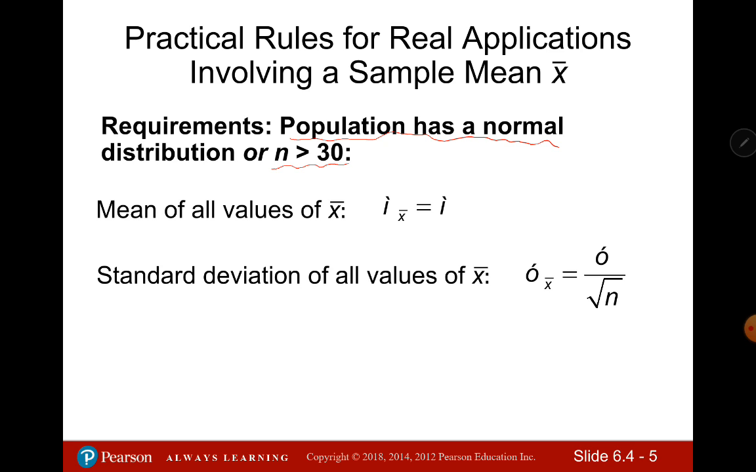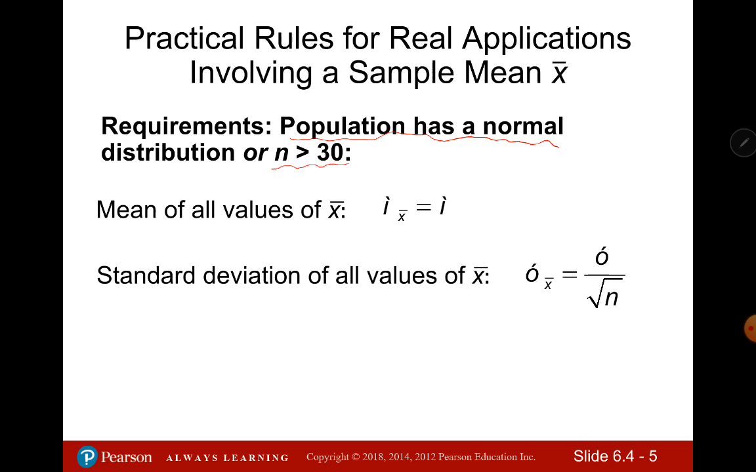Another situation is we do not know the distribution of the population, or we already know the distribution of the population is not a normal distribution. Maybe it's just a binomial. But we have the sample size greater than 30. We could still use the central limit theorem. So that's the requirement for using the central limit theorem.